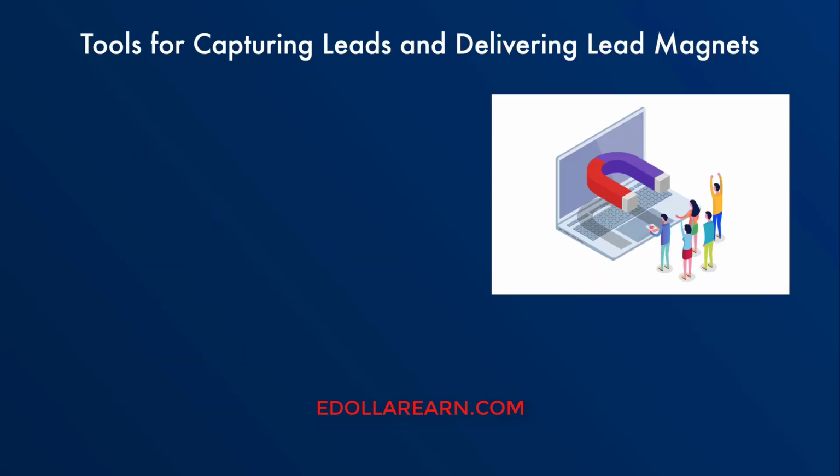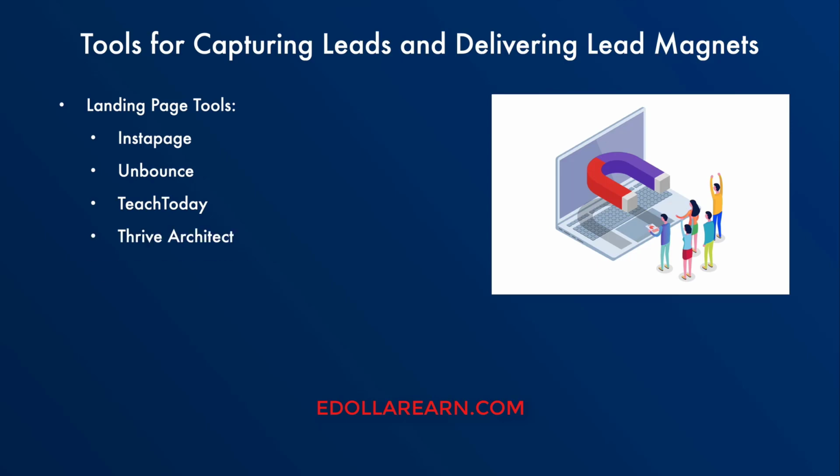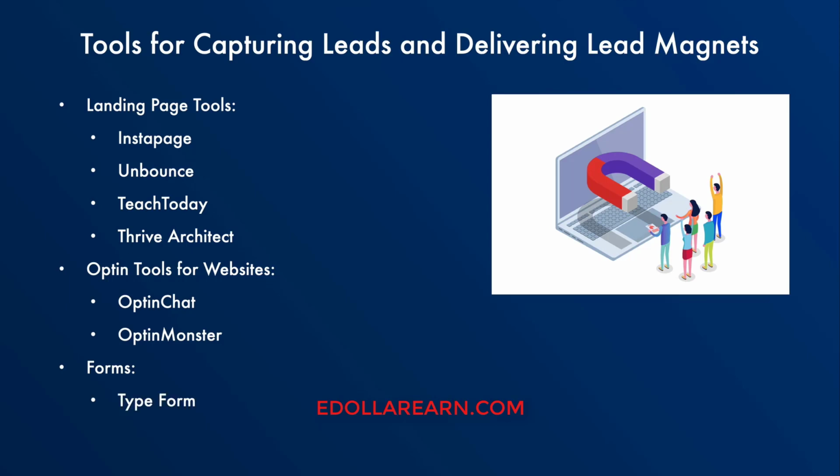And then you are going to drive attention, and you need to use tools for capturing leads and delivering the lead magnets. So these are the different landing page tools that you can use, and we will have a review of some of these tools in the module on trust and the module on attention. You can use landing page tools such as Instapage, Unbounce, Teachable, Thrive Architect. You can use opt-in tools for websites, like OptinChat, OptinMonster. You can use forms, which is Typeform or Google Form.